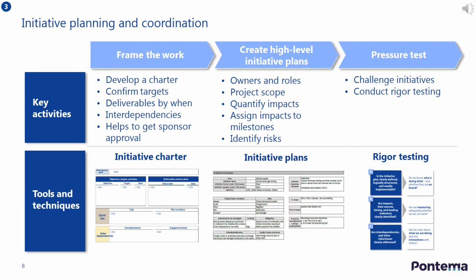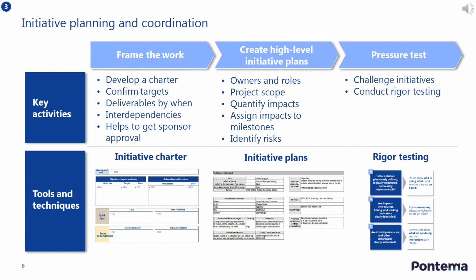The second stage in the program execution process is to plan and coordinate all the initiatives using established tools and techniques. This can be done in 3 steps. The first step is to frame the work, which means developing a charter for each initiative, which helps to organize teamwork and deliverables. The charter will outline the objectives of the initiative, key targets, and what will be delivered by when. Quick wins and any interdependencies with other teams can also be included in the charter.